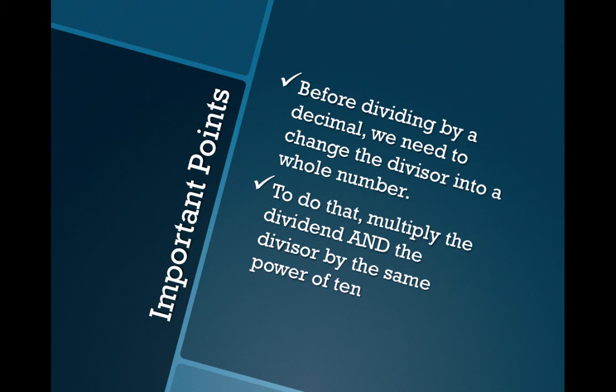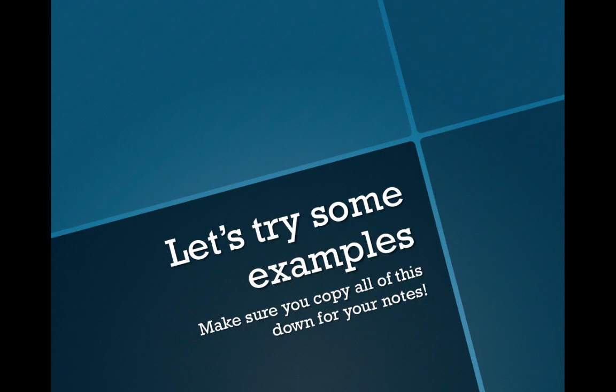Important points that you need to write down are, before dividing by a decimal, we need to change the divisor into a whole number. So that simply said, we can't divide by a decimal unless we use models. So to make it easier for us to do without models, we change the divisor into a whole number. And to do that, we have to multiply the dividend and the divisor by the same power of 10. And before you get overwhelmed and a little bit confused, just hold tight because we're going to do several examples together. And make sure you copy all of this down for your notes.